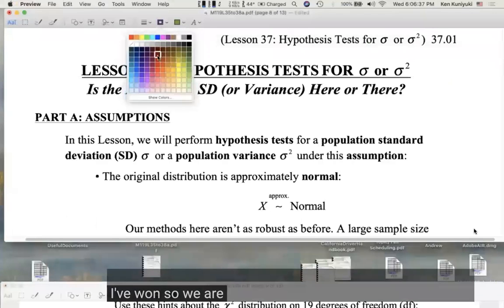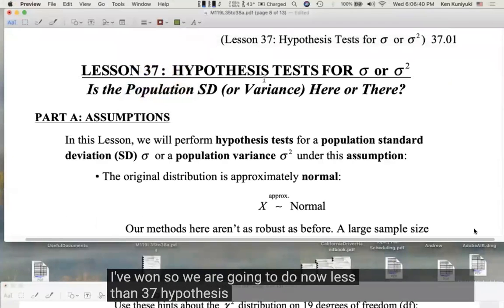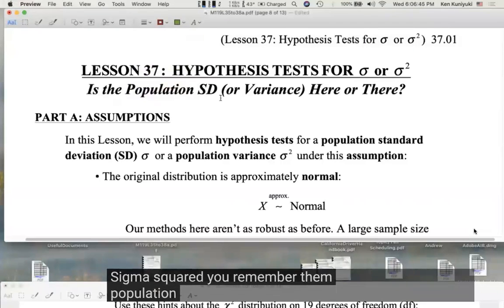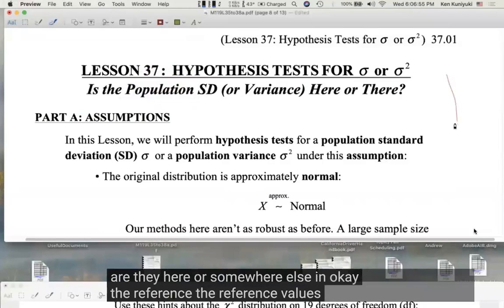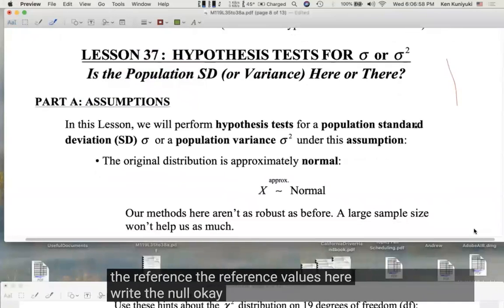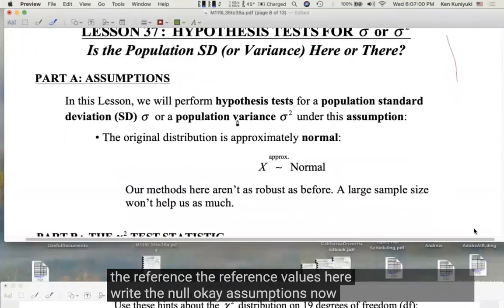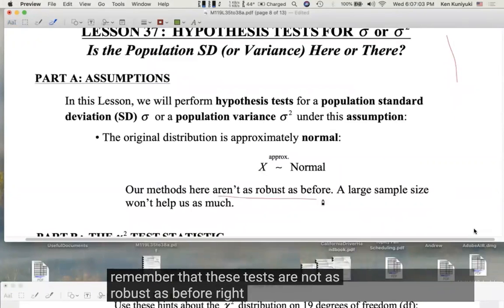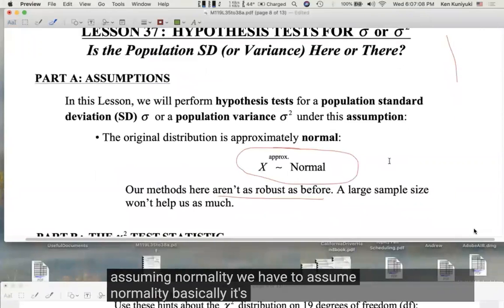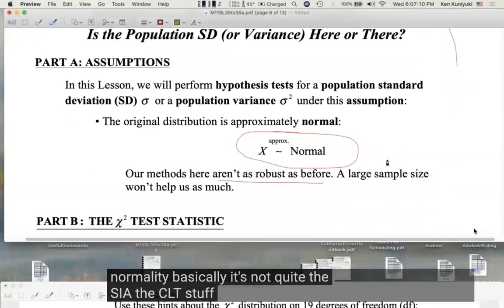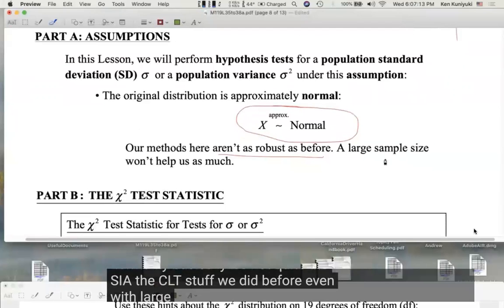Hi, everyone. So we are going to do now lesson 37, hypothesis tests for sigma or sigma squared. You remember them? Population standard deviation or variance. The reference value is here, right? The null. Assumptions. Now remember that these tests are not as robust as before, right? We really are assuming normality. We have to assume normality, basically. It's not quite the CLT stuff we did before, even with large sample sizes.